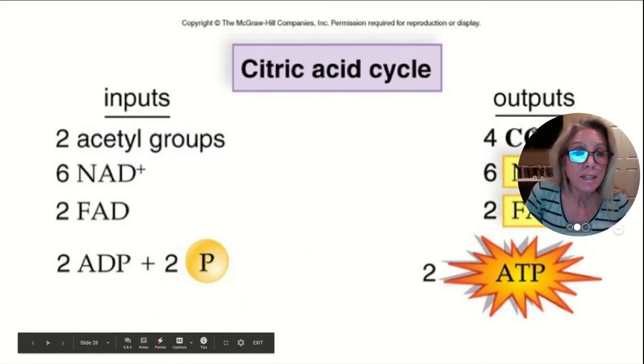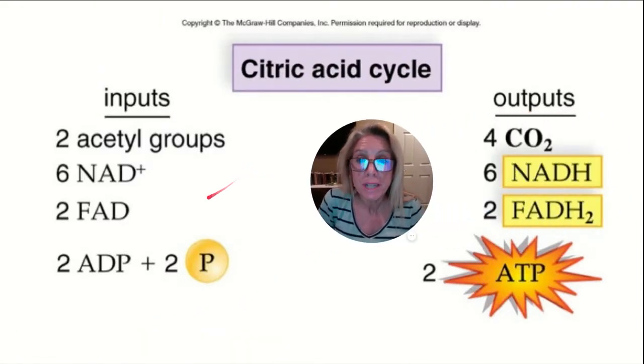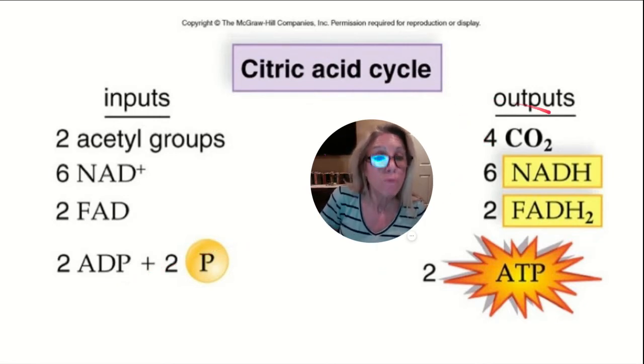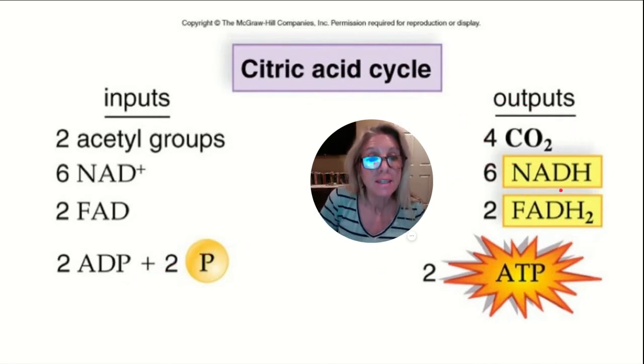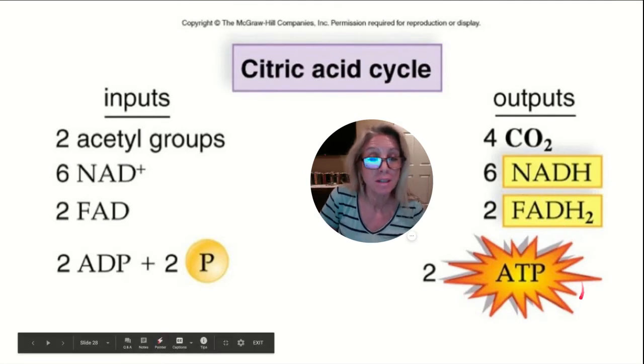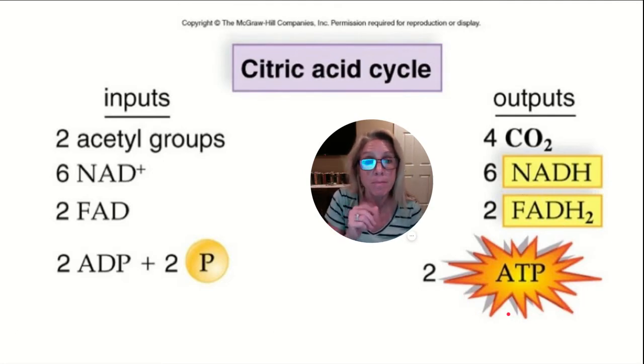So let me move myself. What did we put into the citric acid cycle? 2 acetyl-CoAs, some oxidized NADs and FADs, and some ADPs. And what did we get out of it? 4 CO2s, 6 NADHs, 2 FADH2s, and we did substrate level phosphorylation, 1 ATP each time.